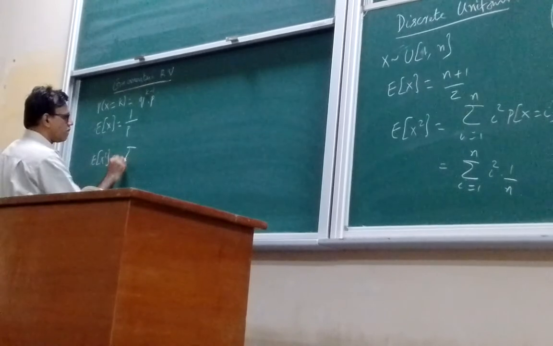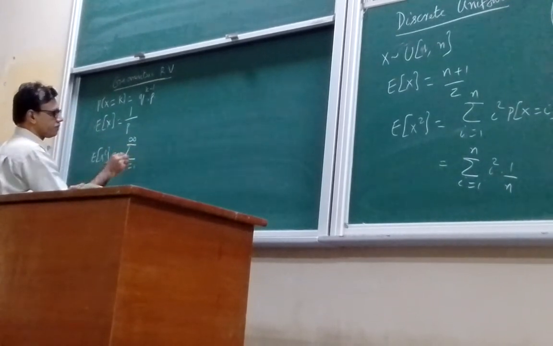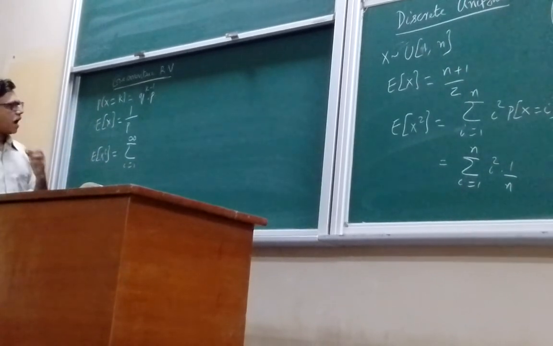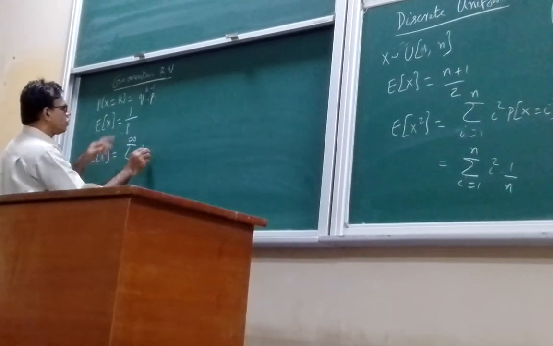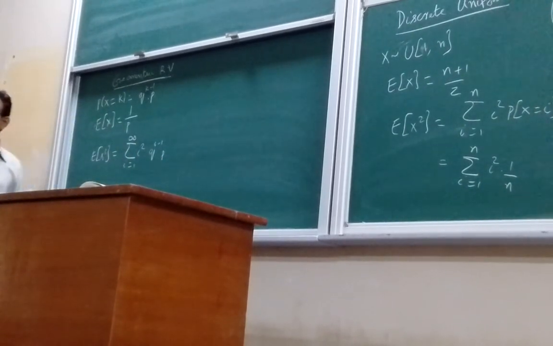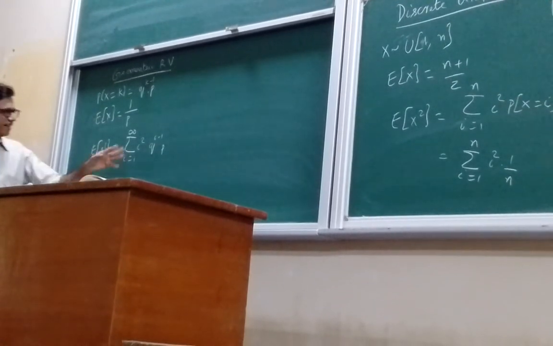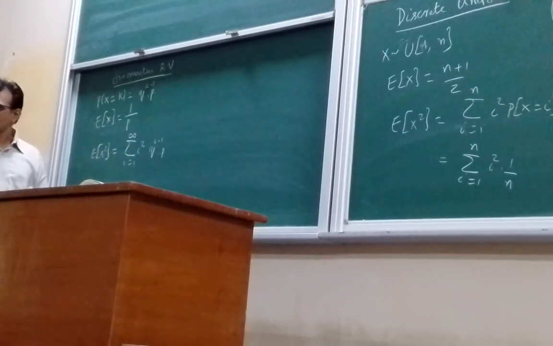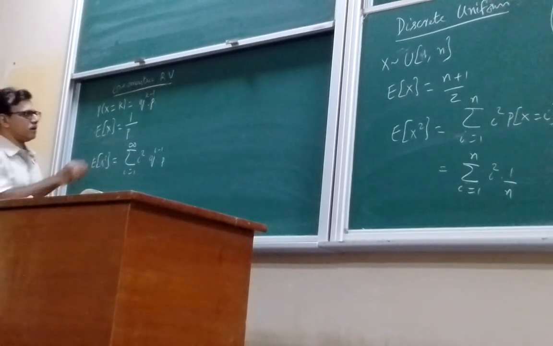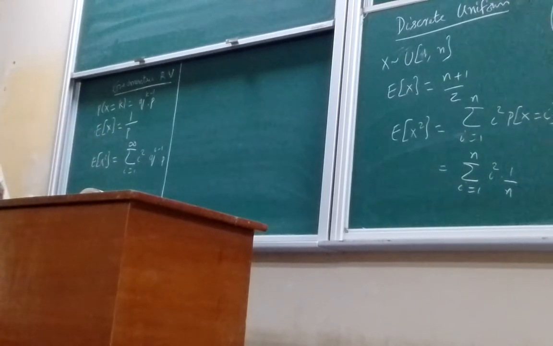then how is it? Sigma i varying from 1 to infinity, that is the number of trials can range from 1 to infinity all the way, and then i squared into q power i minus 1 into p. Then it involves this kind of summations and so on. Sometimes this may be a little involved. There are other techniques that we can use.